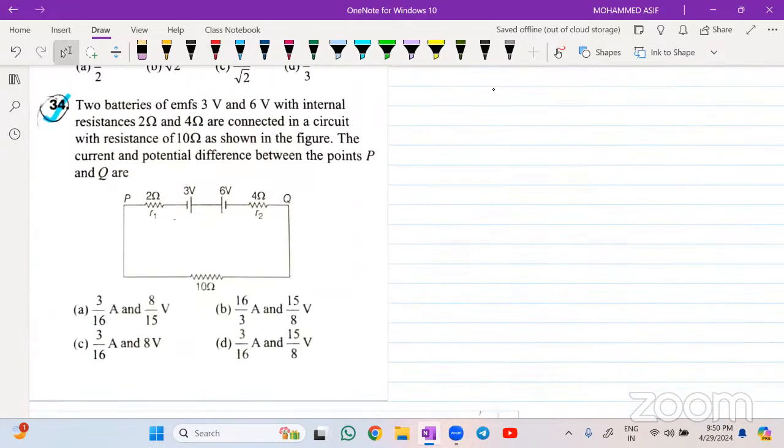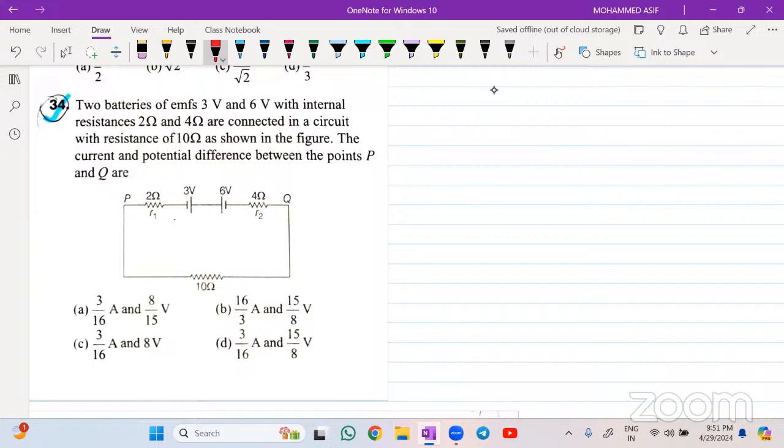34. Can anyone try this? Two batteries of EMF 3 volt and 6 volt with internal resistance 2 ohm and 4 ohm are connected in the circuit with a resistance of 10 ohms as shown in figure. Find the current and potential difference between the points P and Q. Very good question, beta. Can anyone give me the answer? I'll be waiting for this one.